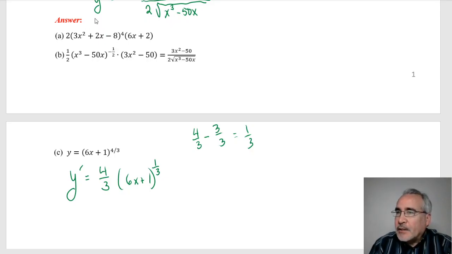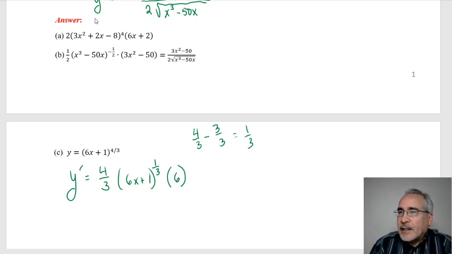The only thing left to do is to take the derivative of the inside part. So what's the derivative of 6x plus 1? Well, the derivative of 6x is just 6, because the derivative of x is 1. Derivative of 1 is 0, so that's all there is to it. And there we have it.